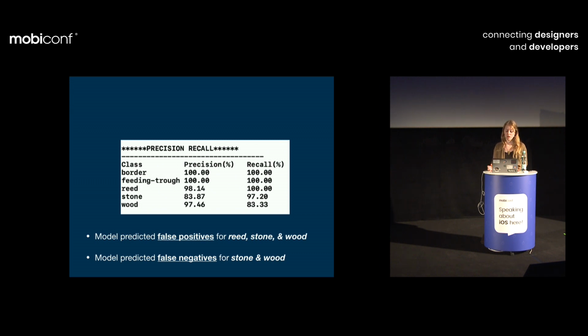If the recall is 100%, then the model predictions had no false negatives. If it's lower, then it had some false negatives. So we can see that the model predicted false positives for reed, stone, and wood, and it predicted false negatives for both stone and wood. You could use these as proxies for how you should change the data and add more, and when it's overestimating values for certain categories and underestimating for others.